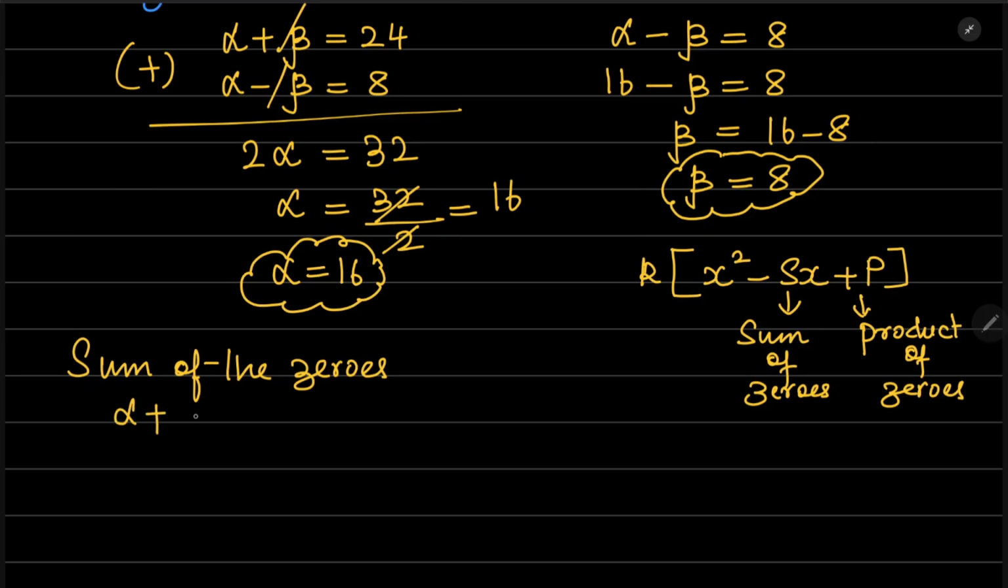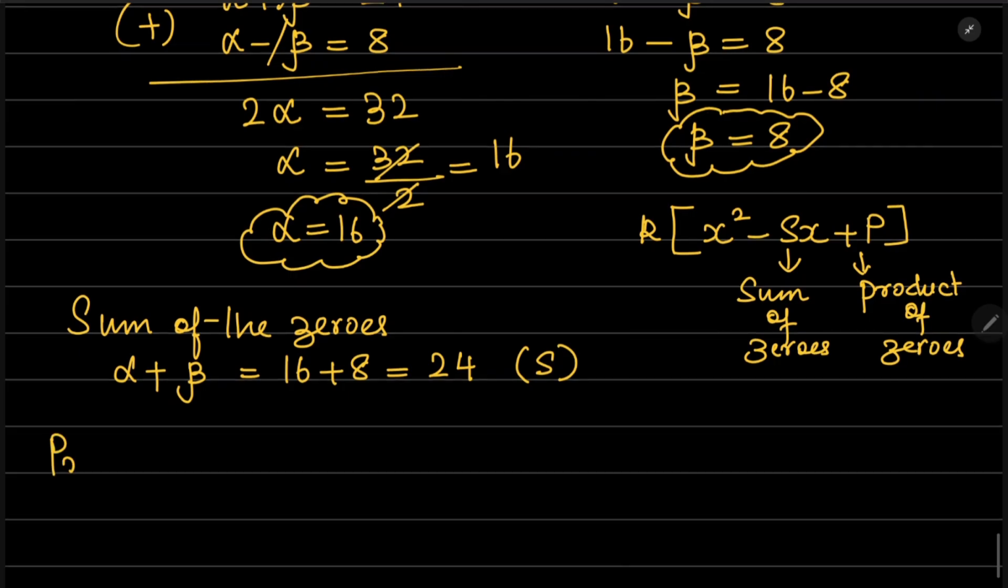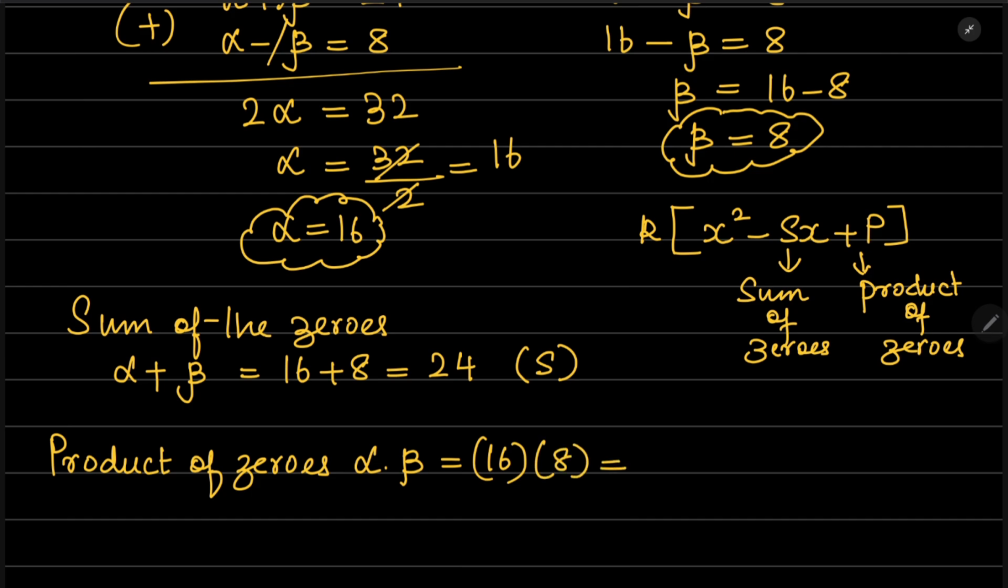So alpha plus beta. What is alpha? 16 plus beta is 8. So it is 24. Your 24 is nothing but your sum. Now the product of the zeros. What is the product of the zeros? Alpha into beta is equal to 16 multiplied by 8. So 8 sixes are 48 and 8 ones are 8, that is 128.